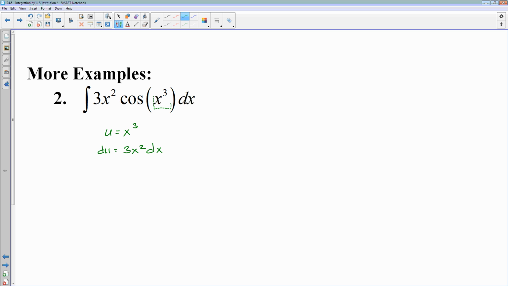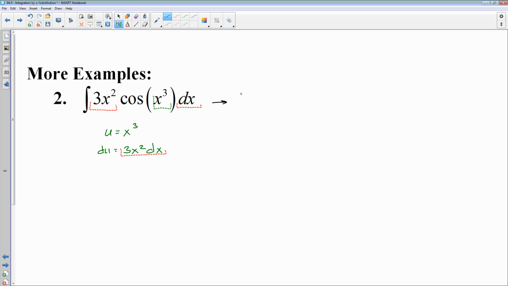So now I have u equals x cubed. du is 3x squared dx. And it's vitally important, you absolutely have to find your du. 3x squared dx is my du, and I see my du. I see a 3x squared, and I see a dx. So if you can find your du, that means we can continue with u substitution.